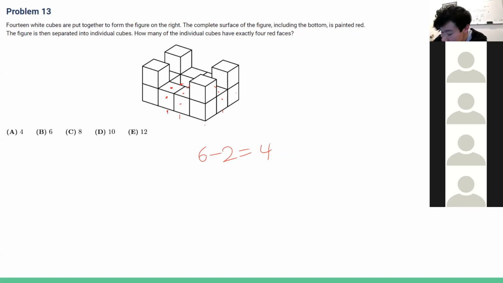So let's count up how many edge pieces there are. There's 1, 2, 3, 4, 1 hiding back here, and the 6th one here. So the answer, oh, sorry, circled the wrong one. Not 8. Definitely not 8. The answer is 6.